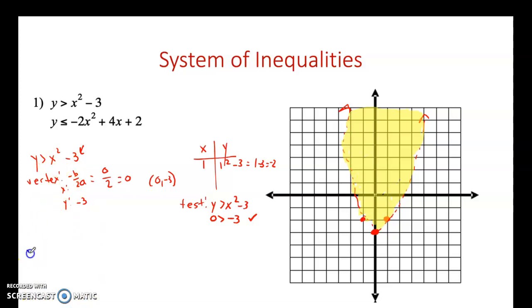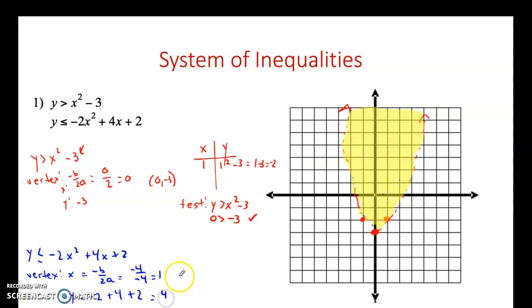So now we're going to graph y is less than or equal to negative 2x squared plus 4x plus 2. So for my vertex, the x coordinate equals negative b over 2a, which is negative 4 over negative 4, which is 1. Plug that back in for my y coordinate, so you practiced with that the last 2 nights. We're going to get negative 2 plus 4 plus 2, which gives me 4. So my vertex here is going to be 1, 4.